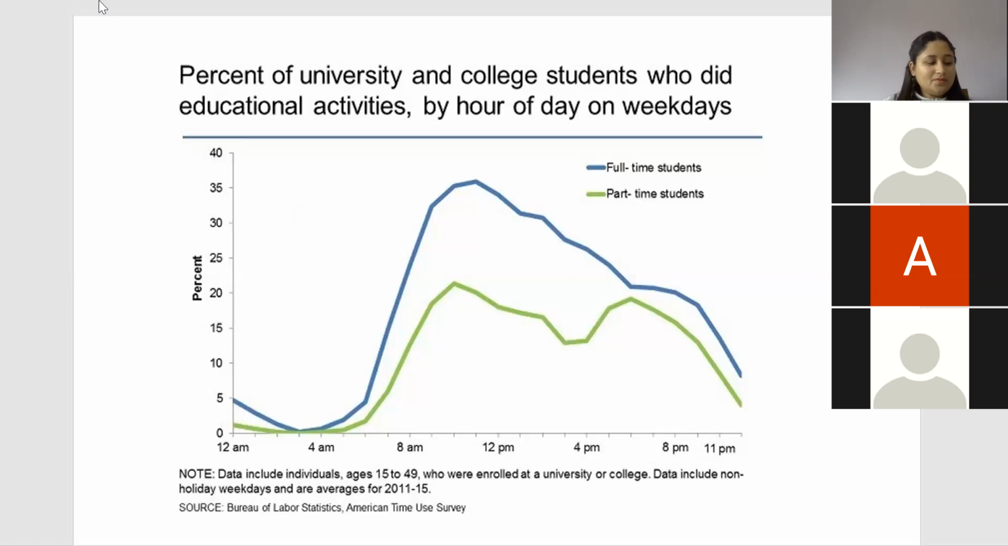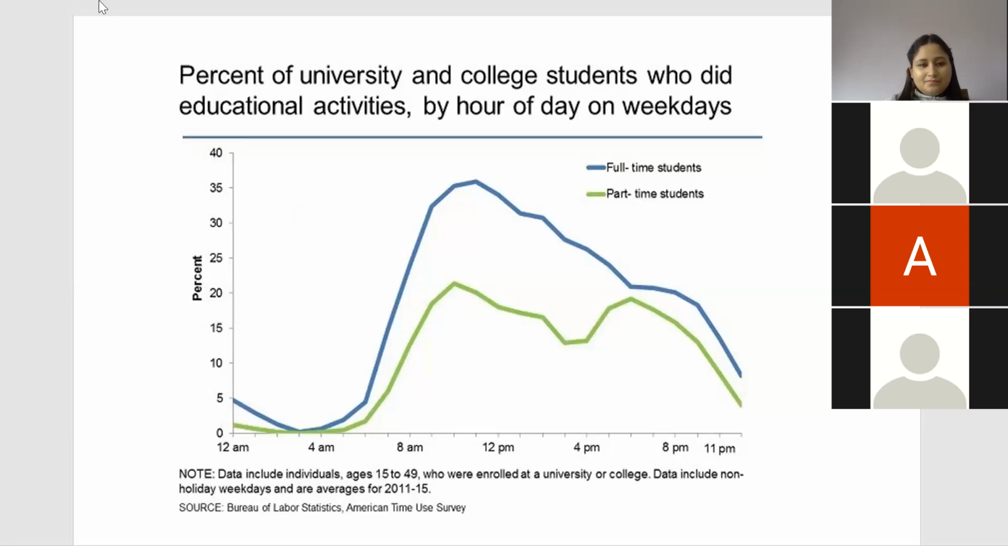The given presentation is a line graph providing information about the percent of university and college students who did educational activities by hour of day on weekdays. The data is given in the form of percentage from 12 a.m. to 11 p.m. on the same day. As it can be clearly seen from the demonstration, it is around 1% and 5% at 12 a.m. for part-time and full-time students respectively.